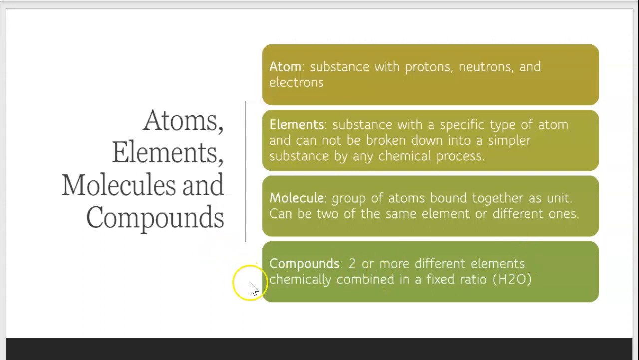And then compounds are two or more different elements, so they have to be different, that are chemically combined in a fixed ratio. So H2O would be an example of a compound. Also, a compound can be a molecule, right? Because H2O is a molecule, but it's also considered a compound. So a compound is really a specialty molecule because it has two different elements in it versus a molecule which could potentially have two of the same.